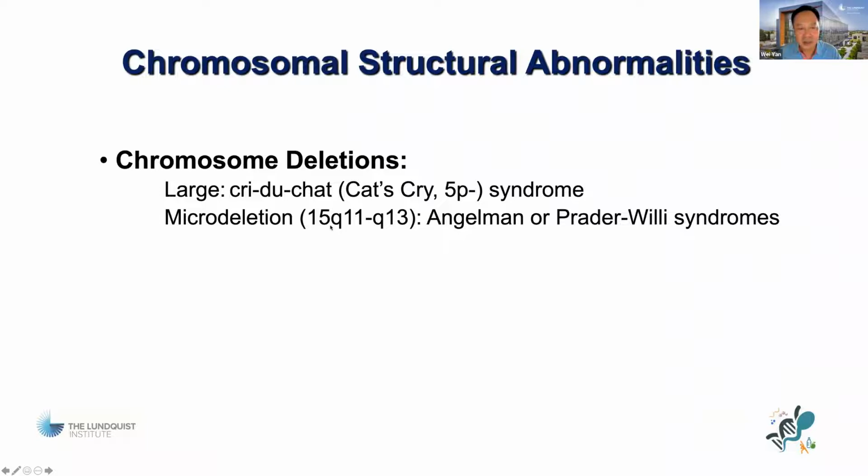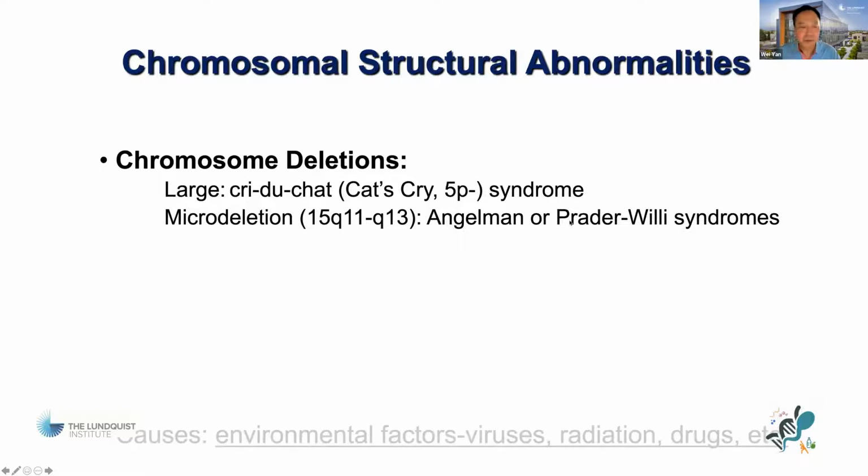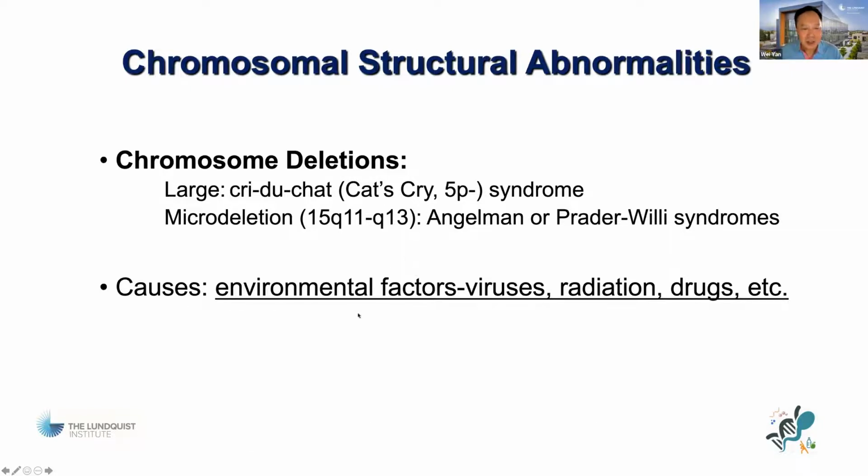And then the microdeletions: if one occurs on chromosome 15, the long arm, then depending on whether it's the paternal copy versus the maternal copy, they cause two types of syndrome. That's the interesting thing, because it's the same region on the same chromosome, but depending on the origin of that chromosome, this type of deletion can lead to different syndromes. As I mentioned, the cause can be environmental: viruses, radiation, drug usage, and so on.